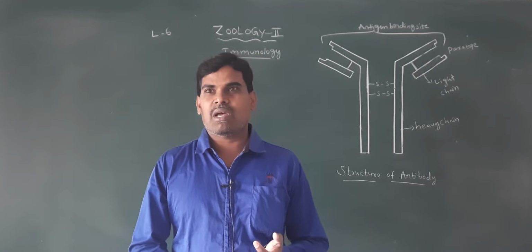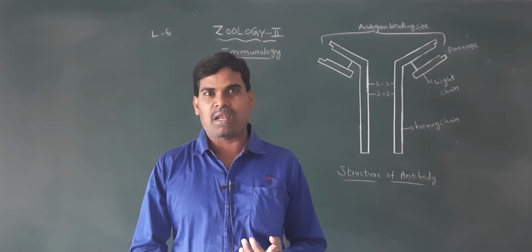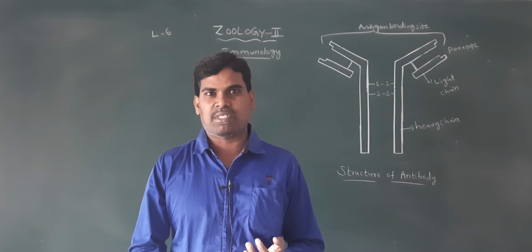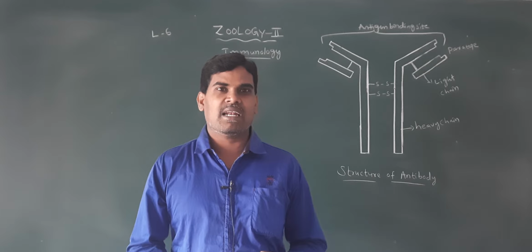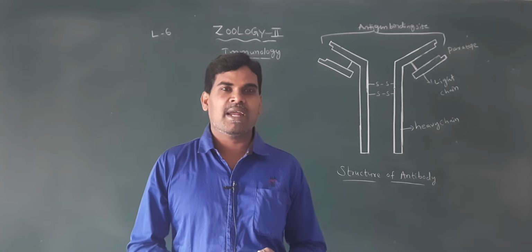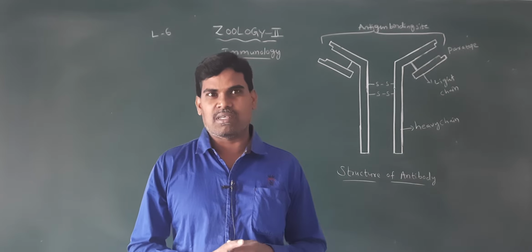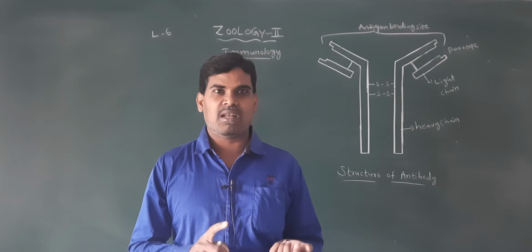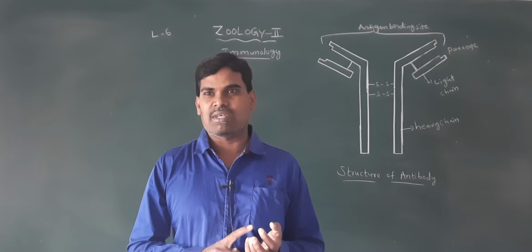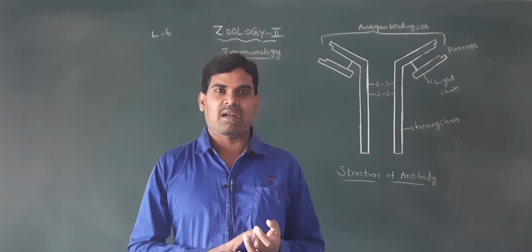How many types of lines of immunology are there? There are three types of defense mechanism: the first line defense mechanism, the second line defense mechanism, and the third line defense mechanism. We discussed these in the previous class.